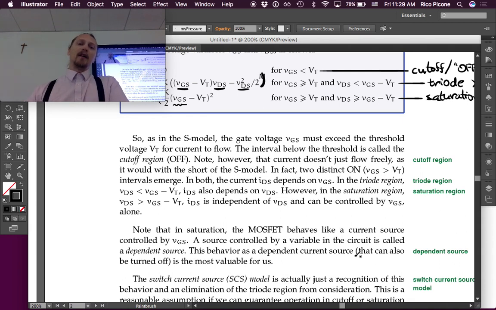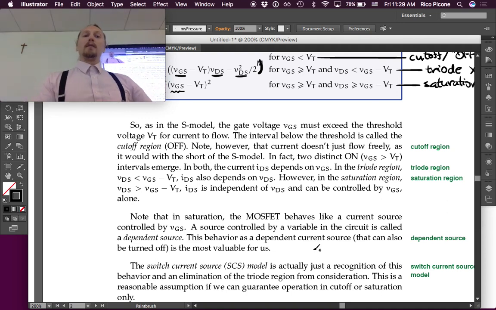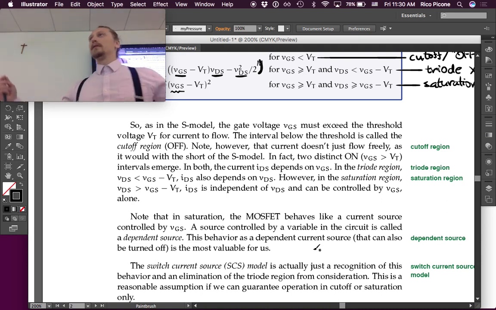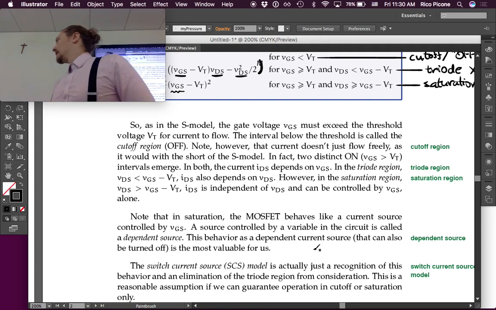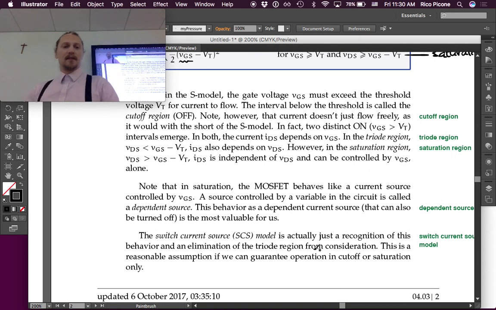This behavior as a dependent current source, it can also be turned off. So it can be turned off by going into the cutoff region, or it can act as a dependent current source, which is the most valuable for us. And that's where we want to be. We want to have this thing act like a dependent current source or be off. And that's our goal in these designs.